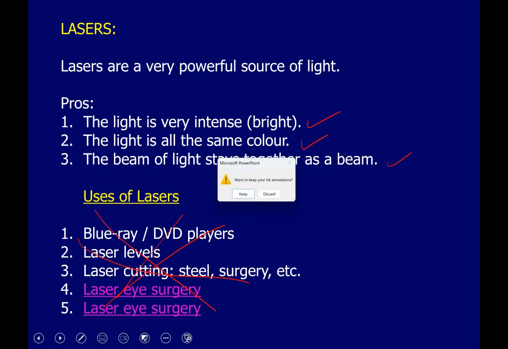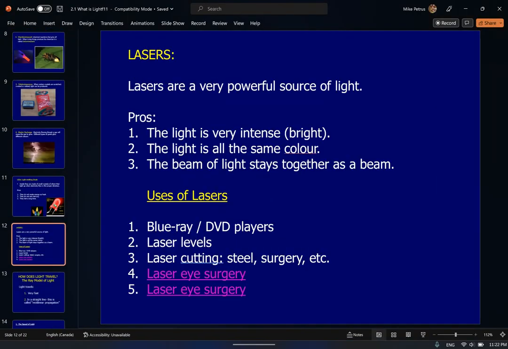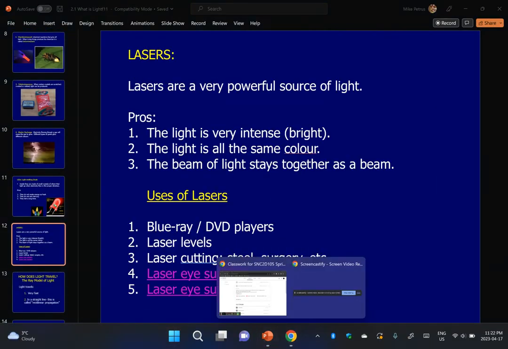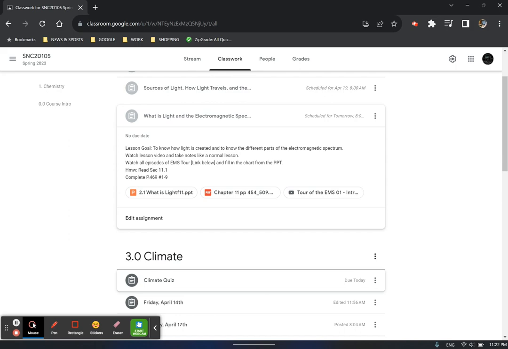Let me get out of this PowerPoint for now. I don't need any of my notations. I didn't write anything particularly interesting on it.